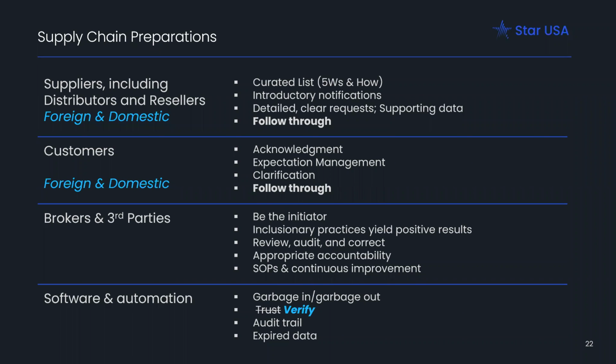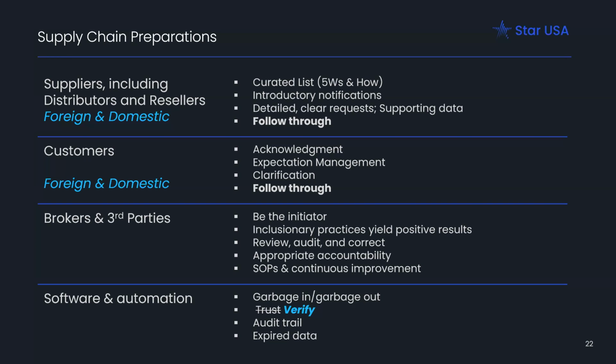Software and automation: the biggest limitation here is garbage in, garbage out. If you don't have the right mechanisms for storing or tracking or auditing the information, then you're never going to be able to identify whether or not your claims are wholly accurate or substantial or provable in the grand scheme. One of the biggest limitations I've seen with software, particularly with the introduction of USMCA, is the limitation on expired data.